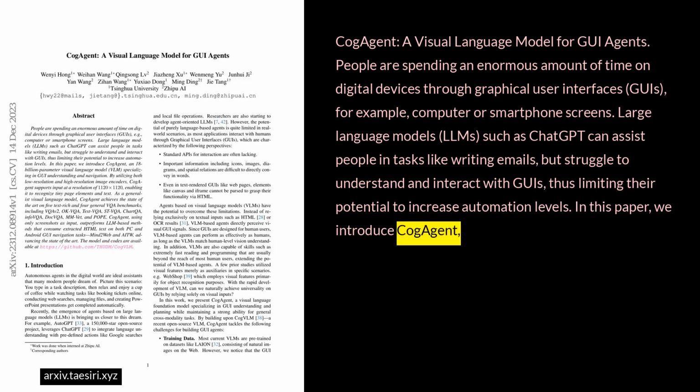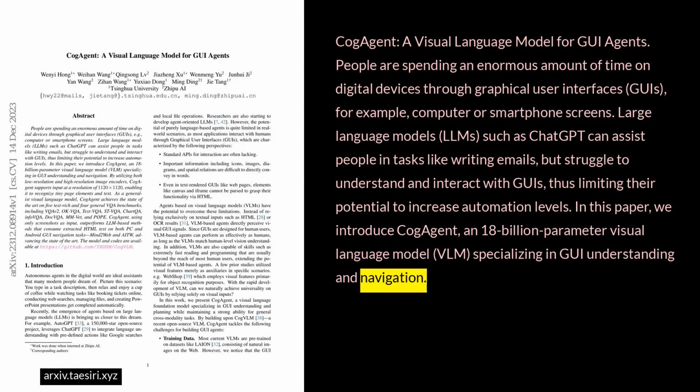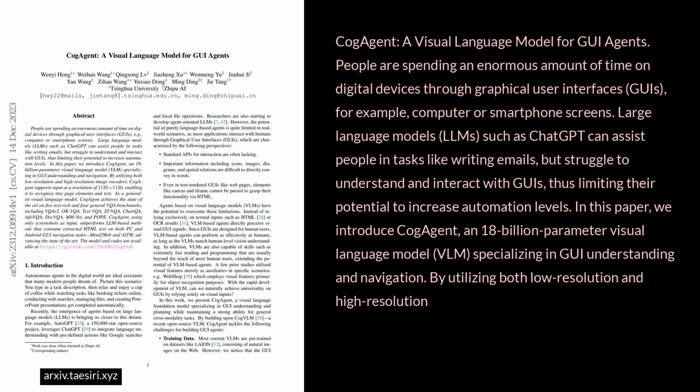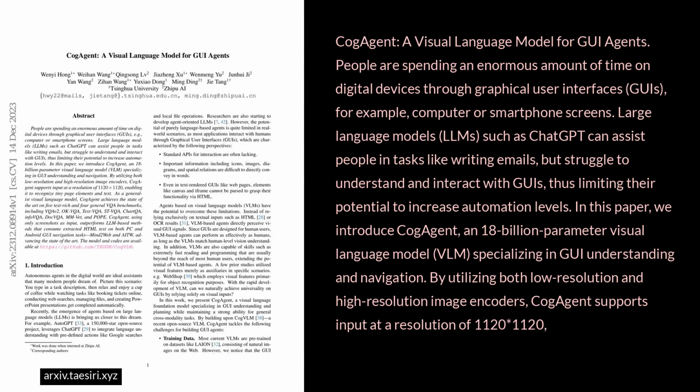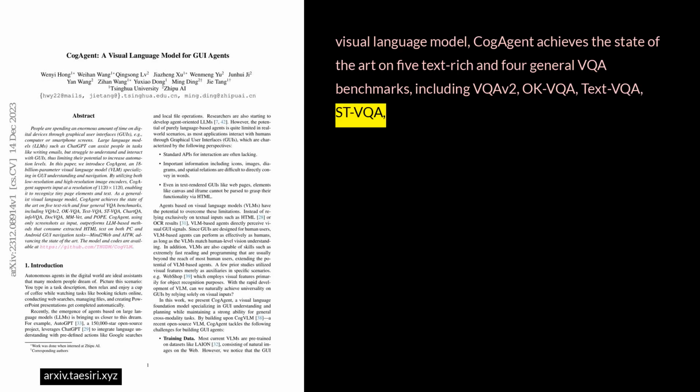In this paper, we introduce CogAgent, an 18 billion parameter visual language model, VLM, specializing in GUI understanding and navigation. By utilizing both low-resolution and high-resolution image encoders, CogAgent supports input at a resolution of 1120*1120, enabling it to recognize tiny page elements and text. As a generalist visual language model, CogAgent achieves the state-of-the-art on 5 text-rich and 4 general VQA benchmarks, including VQAV2, OKVQA, TextVQA, STVQA, ChartQA, InfoVQA, DocVQA, MMVet, and POPE.